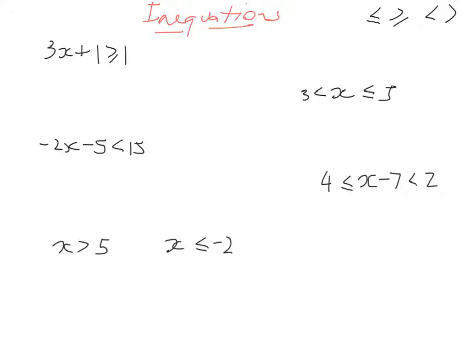So basically, the first thing we're going to do is have a look at drawing them on a number line. So if we've got x greater than 5 or x less than or equal to negative 2, that's what we're saying here. We're going to draw these on a number line. So we're saying x is greater than 5, so I'm going to draw 4, 5, 6, 7, 8. And over here we're going to say x is less than or equal to negative 2. So I'm going to go negative 2, negative 3, negative 4, negative 5.